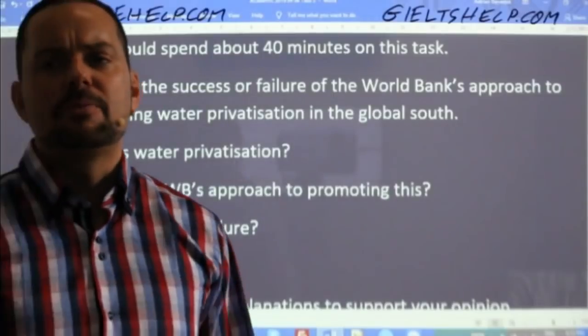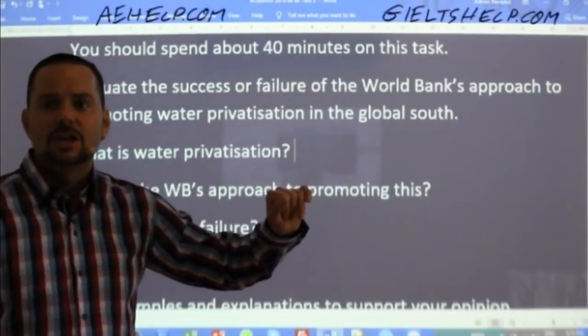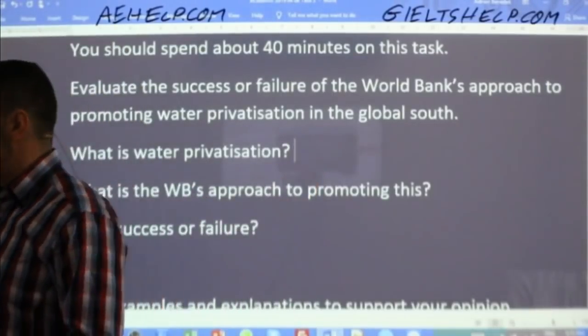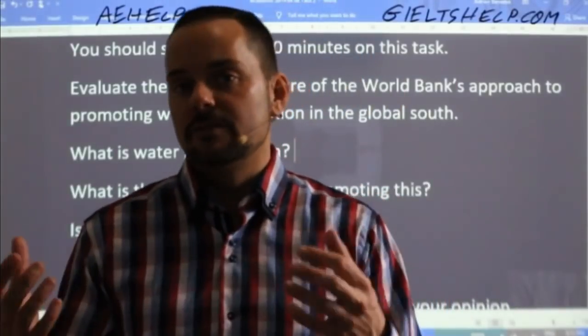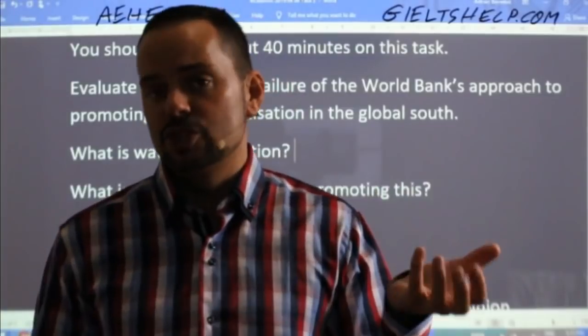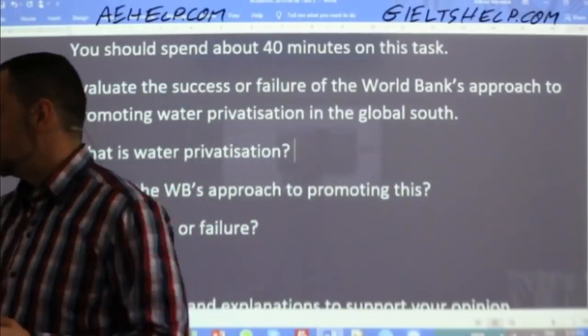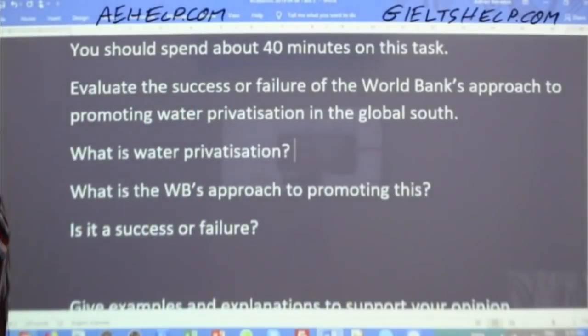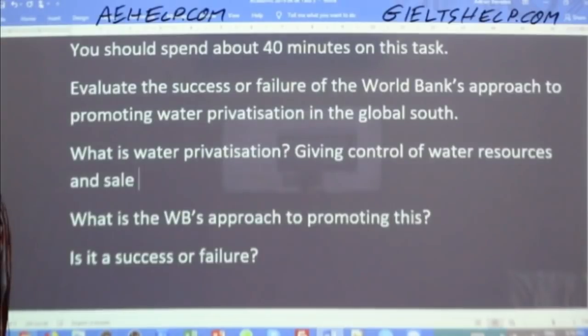Rahul says maybe the private company contributes money under the provision of the government. Water privatization means, keep it simple, privatization means ownership to private individuals, right? You have either public ownership, which means it's owned by all of society, the government, or you have private ownership. Private ownership means it's owned by a corporation or a company. Step by step, students, just step by step, right? So water privatization means giving control of water resources and sale and infrastructure, right?